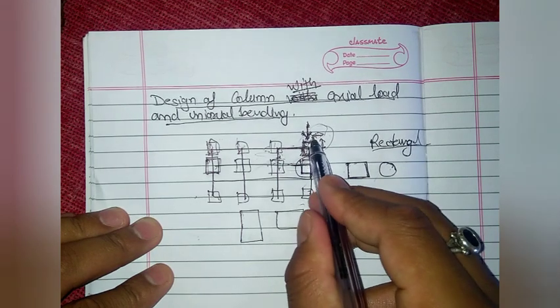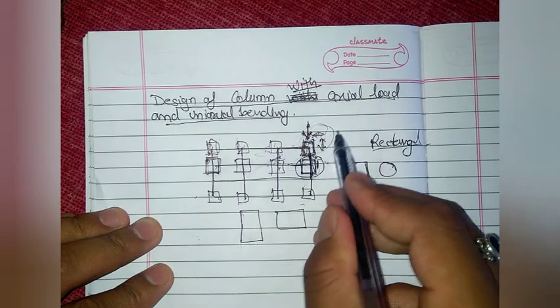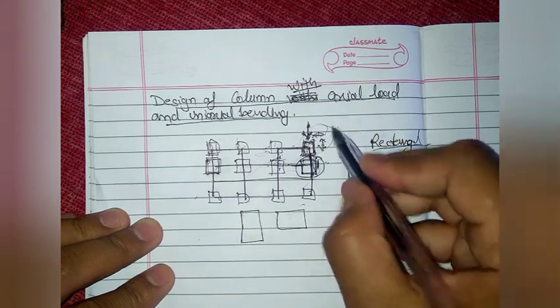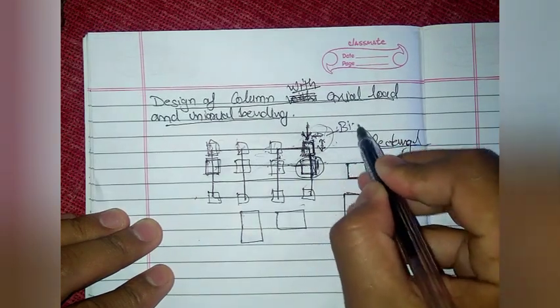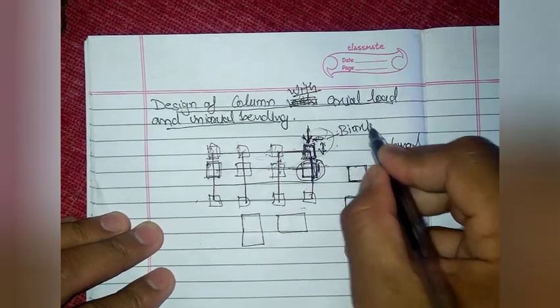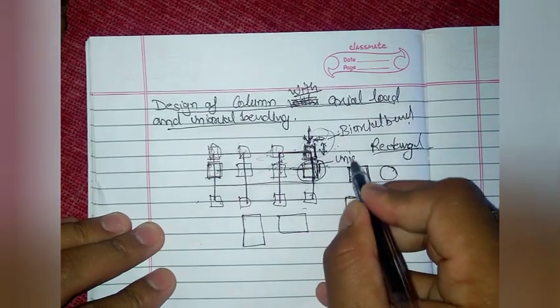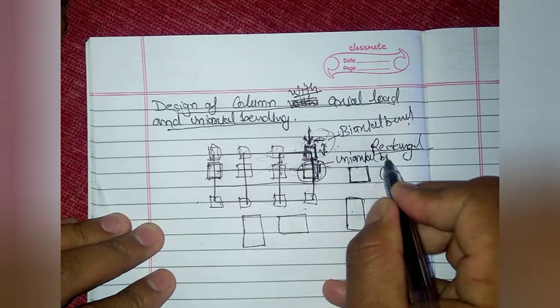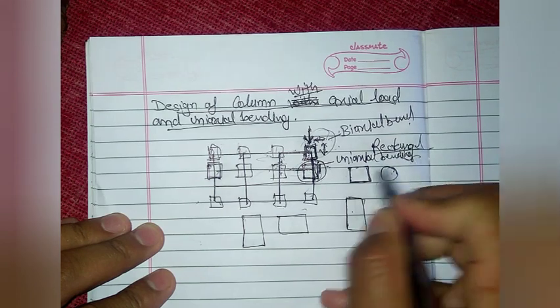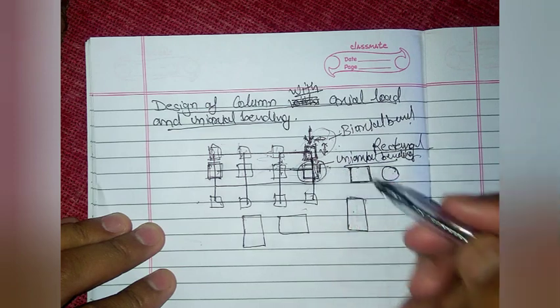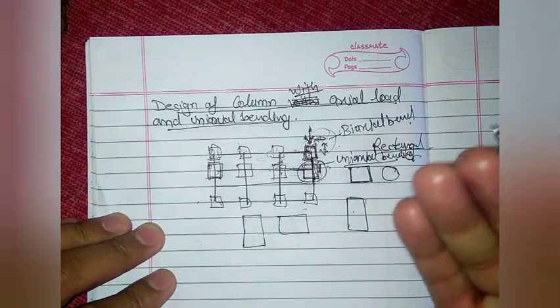Okay, and in this column the bending is in two directions. In the x-axis as well as in the y-axis. So this is called biaxial bending, and this is called uniaxial bending, because along with the axial load the column is experiencing some bending also.